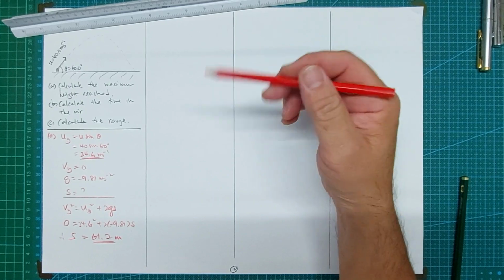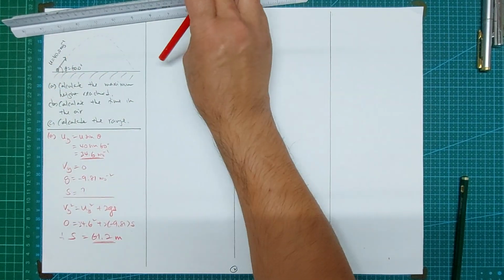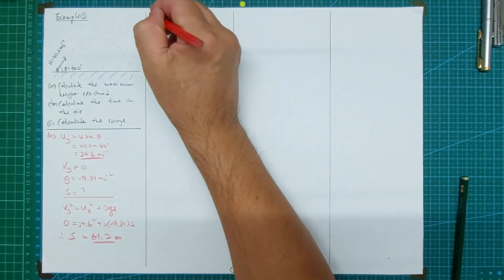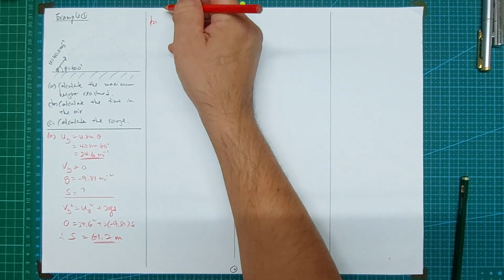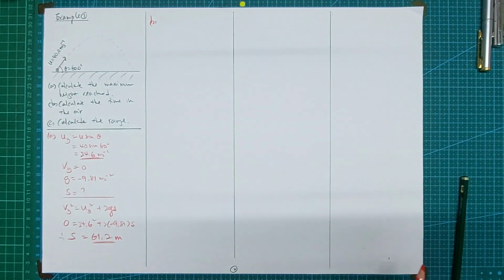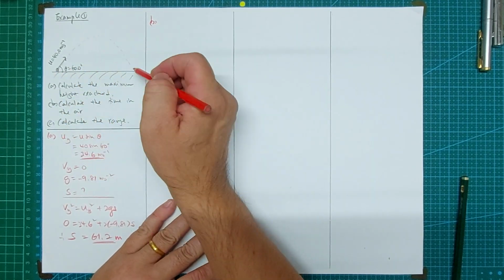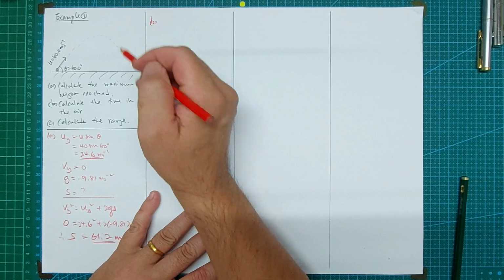It's positive, so that means it's above the launching point or above the ground. All right. Next one, B. Calculate the time in the air. So for our time in the air, we need to find t. Time in the air means what? It's up and down again, so that means the vertical displacement.